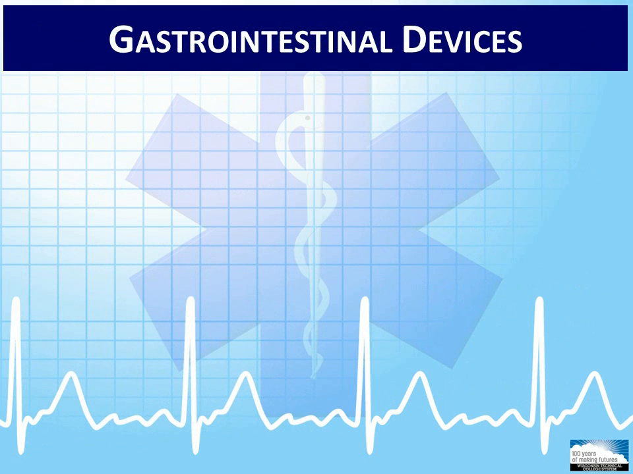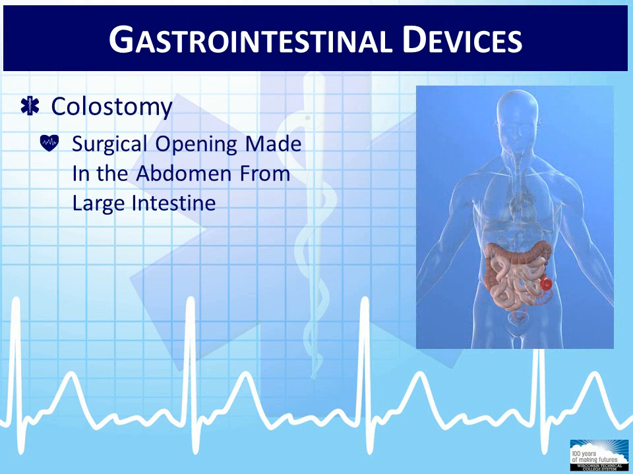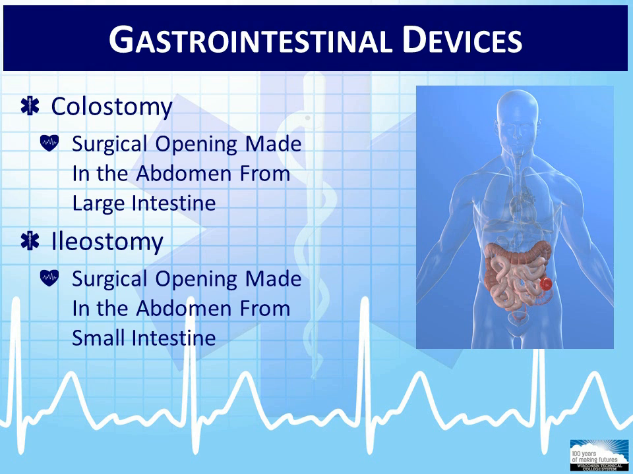Gastrointestinal devices that may be encountered in the field by EMS providers include colostomies, ileostomies, and feeding tubes. A colostomy is when a surgical opening is made in the abdomen wall, typically on the left side, and a section of the large intestine is attached to the opening. An ileostomy is similar to a colostomy, with the exception that a piece of small intestine, as opposed to large intestine, is attached to the surgical opening, typically on the right side of the abdomen.